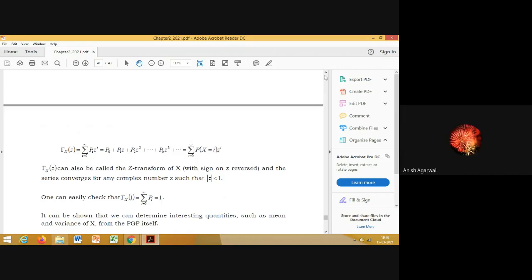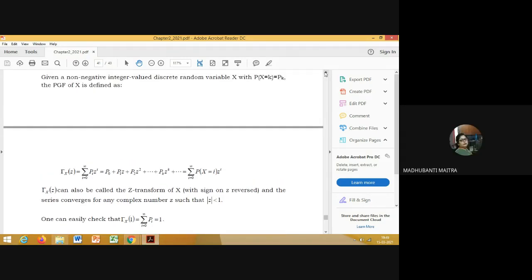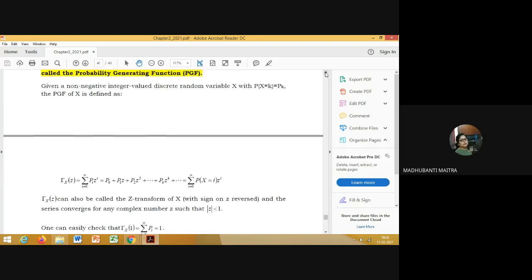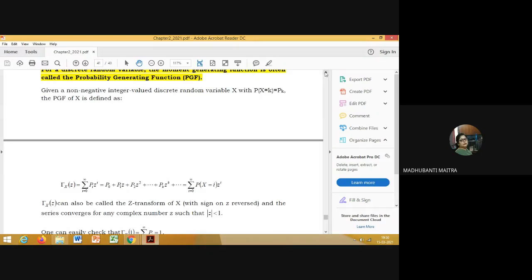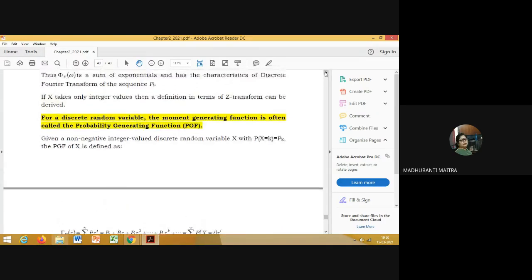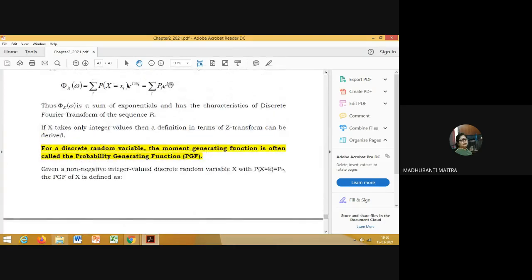Are we doing z or just z transform? No, I'm not talking about z transform. First of all, that particular discrete characteristic function can be written in this form. So this is our probability generating function, because in the previous case, where we used that j omega xi part, we saw that the summation is a sum of exponentials.